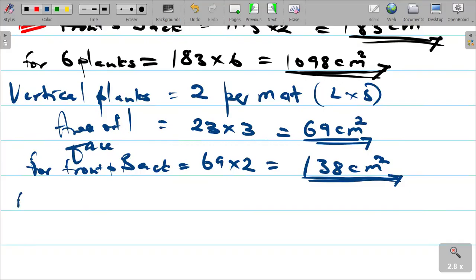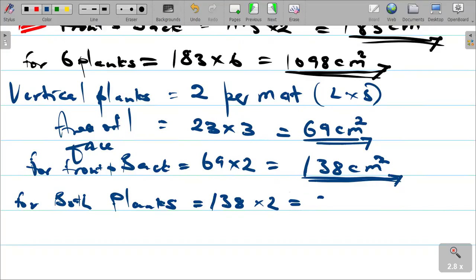So for both planks that we are supposed to calculate, it is for 2 planks: 138 multiplied by 2, which is going to give us 276 square centimeters.